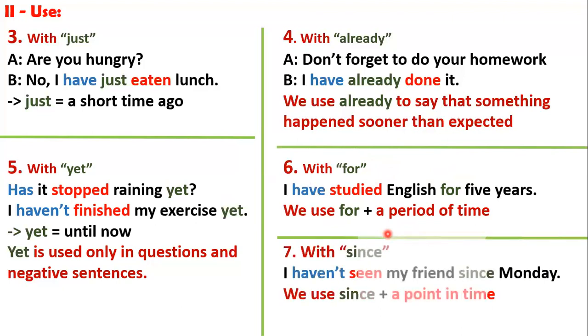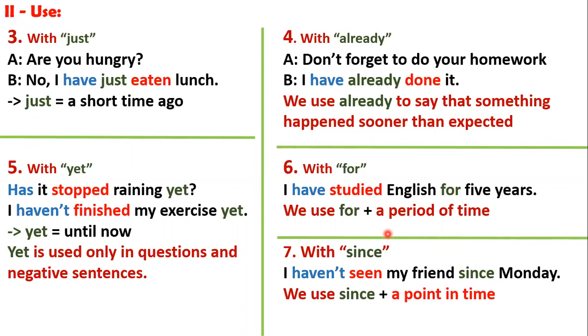Number seven, since. When we have since. I haven't seen my friend since Monday. When we have a point in time in the past that is still ongoing. Again, I haven't gone out since March 14th. I haven't eaten lunch since the beginning of Ramadan because we're fasting.